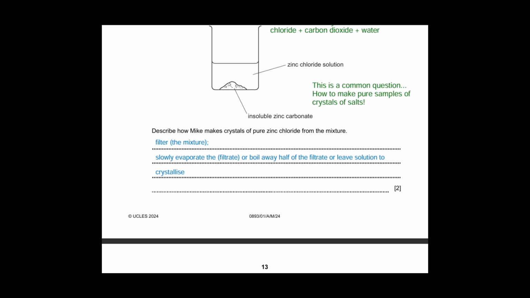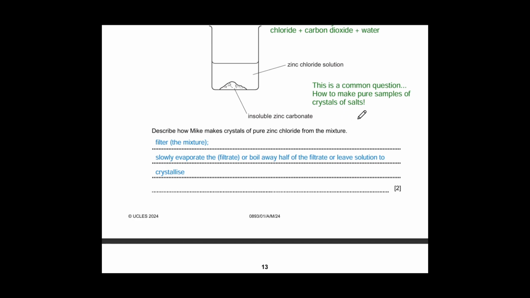The first one says, now that you form zinc chloride as a salt, how do you get a pure sample of it? How do you make it free from mixtures or impurities? This question does come out very often, so you need to pay very good attention here. The method is this. First of all, you filter. Are you following the trend?